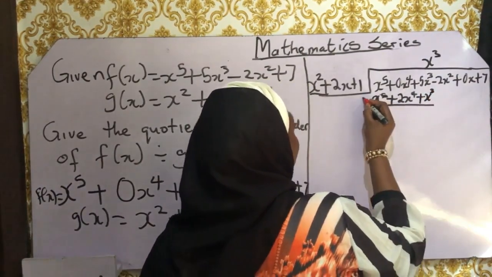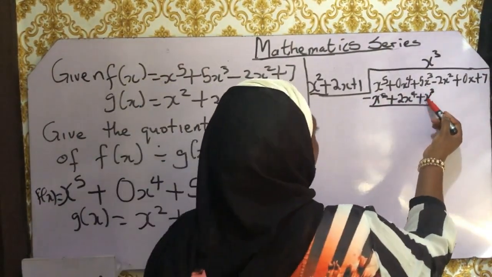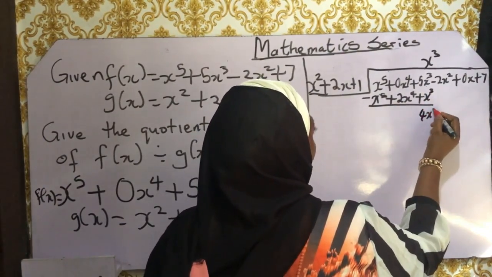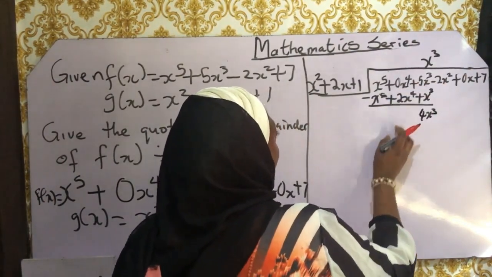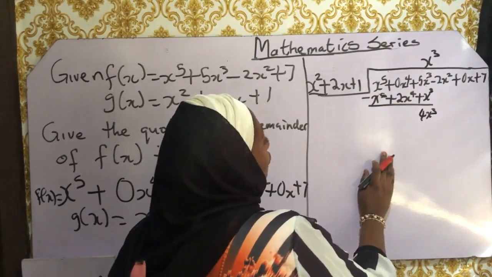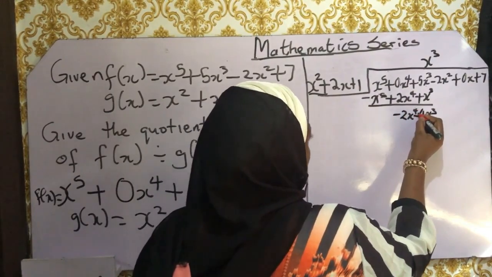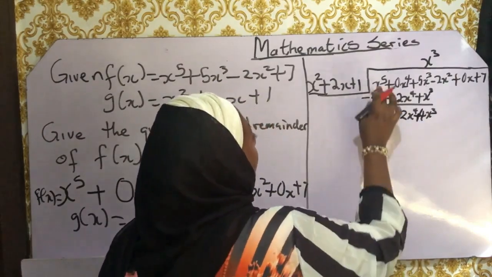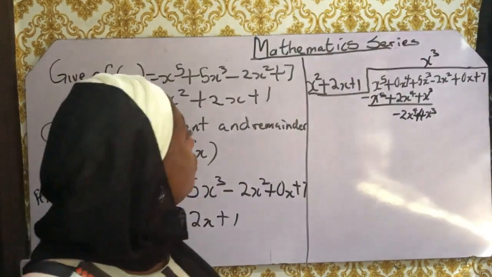Now your normal long division, subtract. So 5x to the power of 3 minus x to the power of 3 will give you 4x to the power of 3. Now, 0x to the power of 4 minus 2x to the power of 4 will give you minus 2x to the power of 4. Here is plus 4x to the power of 3. x to the power of 5 minus x to the power of 5 will give you 0.